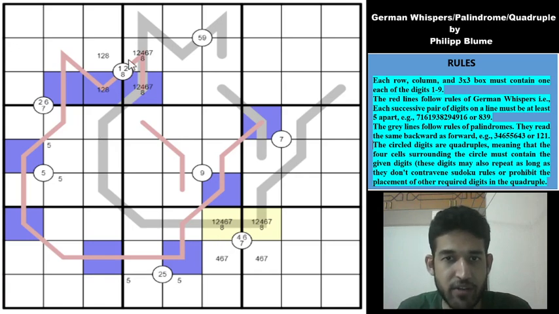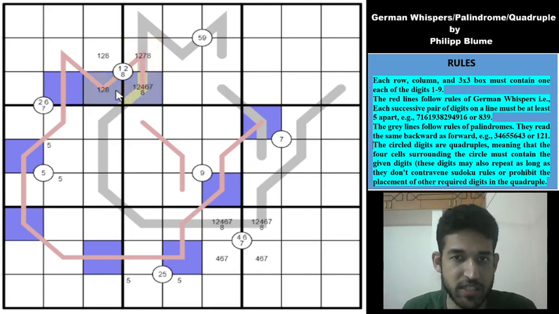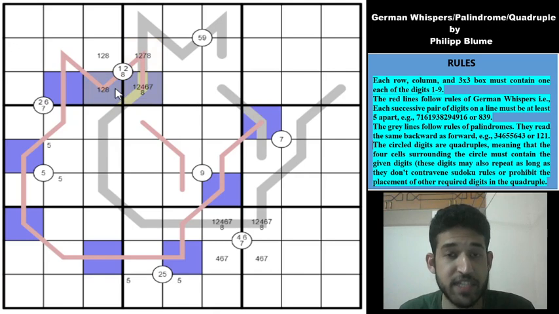So I cannot have a 6 here, right? Or a 4 here. If I have a 4 or a 6 here, then due to the German whisper line, both of these lines must be 1 or 9. So both 4 and 6 are eliminated from here. A quick elimination, because both these cells will be forced to 1 or 9 because of the difference being 5. At least 5, I mean.